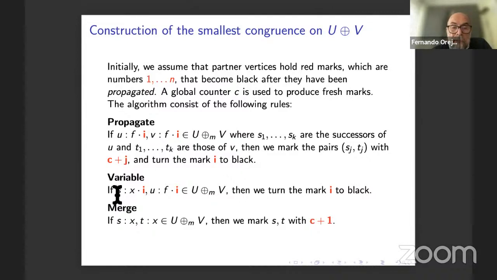Now, if we have a pair of vertices, S and U, where S is a sprout labeled by some variable X, we know that this vertex is not going to have any successor. So we can put both marks into black. And merge: if we have two vertices labeled with the same variable, then they are going to be equivalent. So we mark them with a mark C plus 1.